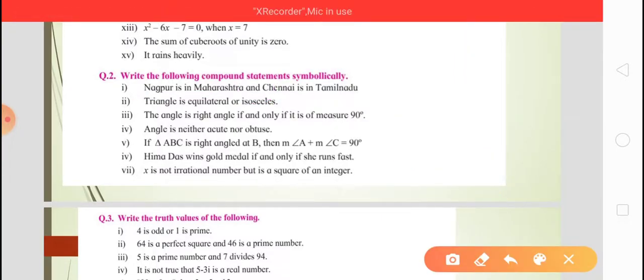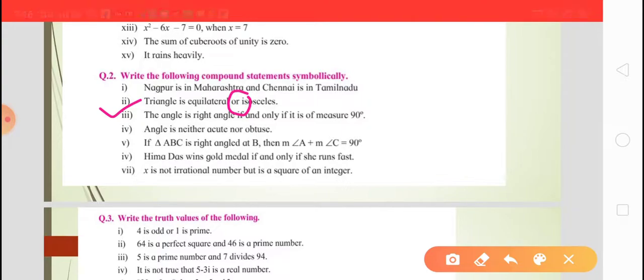Now take the second example. What is that? Triangle is equilateral or isosceles. So friends, how many statements are connected? Here, two statements.